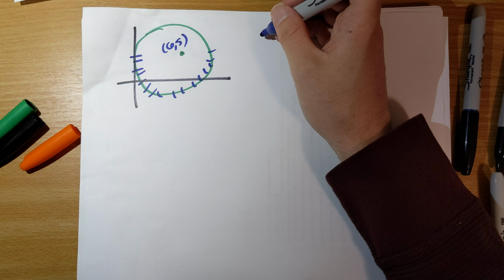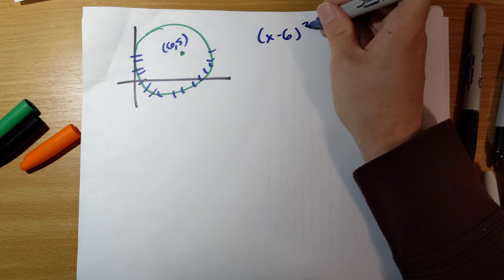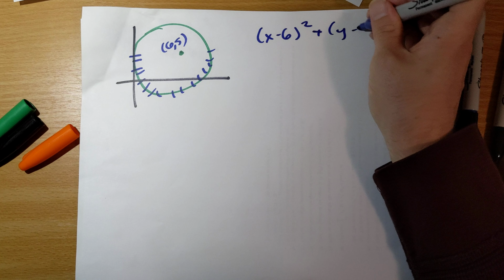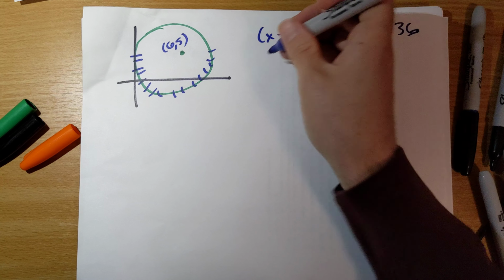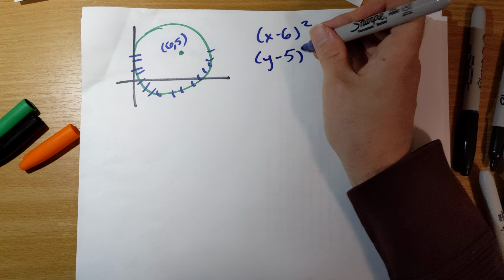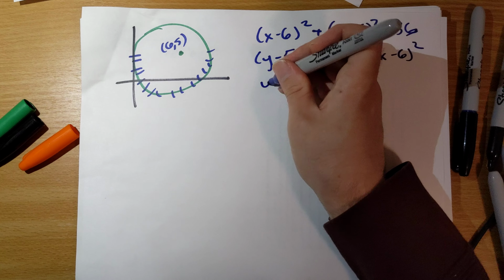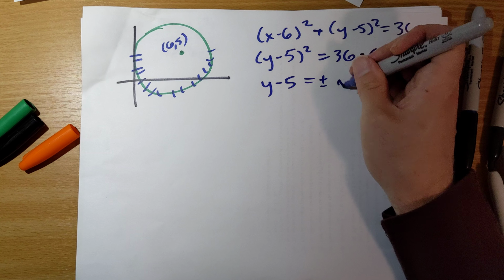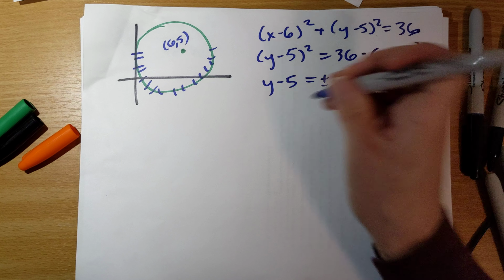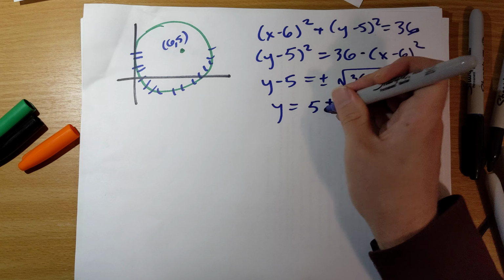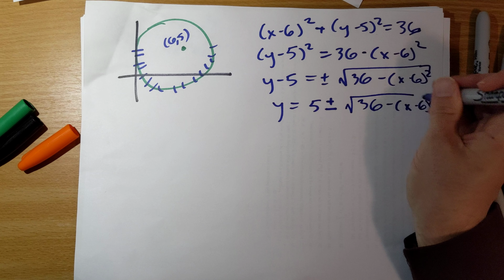So what do we have? Once again, our equation of the circle is x minus 6 quantity squared plus y minus 5 quantity squared is equal to 36. We want to solve for y in terms of x. y minus 5 squared is equal to 36 minus x minus 6 squared. So y minus 5 is equal to plus or minus the square root of 36 minus x minus 6 squared. So y is equal to 5 plus or minus the square root of 36 minus x minus 6 squared.